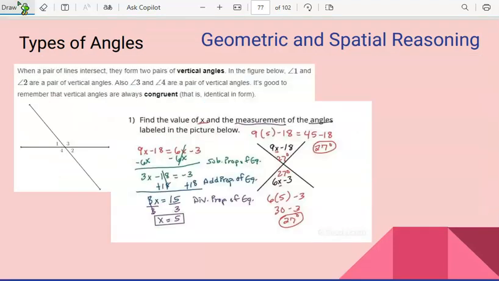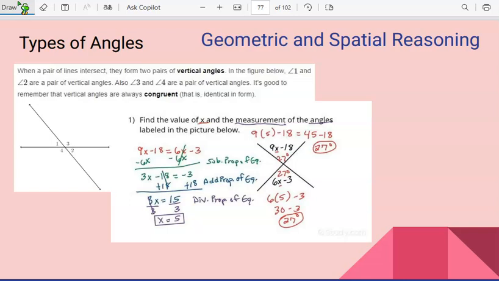Types of angles. When a pair of lines intersect, they form two pairs of vertical angles. In the figure below, angle 1 and angle 2 are a pair of vertical angles. Also, angle 3 and angle 4 are a pair of vertical angles. It's good to remember that vertical angles are always congruent, that is, identical in form.